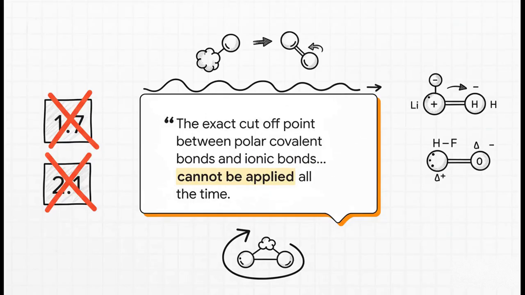Now, this is a really crucial point. Bonding is a spectrum, not a bunch of separate boxes. You might see a textbook that says, a difference in electronegativity of 1.7 or more means it's ionic. But that's not a hard and fast rule. Take lithium hydride. It has a smaller difference, but it behaves pretty ionically. Meanwhile, hydrogen fluoride has a huge difference, but we still call it a polar covalent bond. A much better rule of thumb, if you have two nonmetals bonded together, it's going to be covalent.